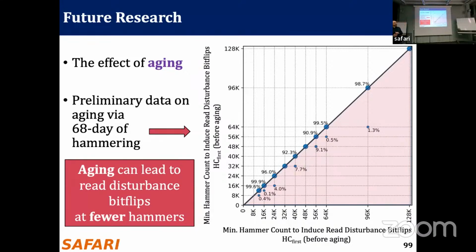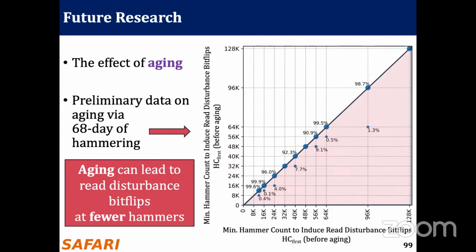So hopefully they don't get better with aging. Are there cases where they get better? Not that I saw, but could be. Well, not in this. At least empirically, you don't see it after 68 days in any of these chips. Is this one chip? It's one module.